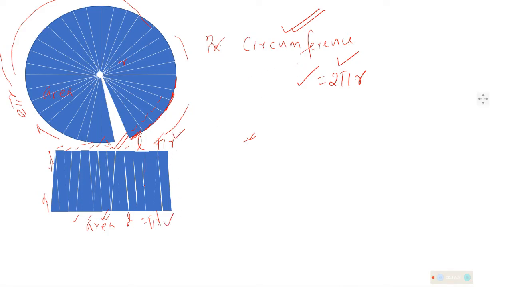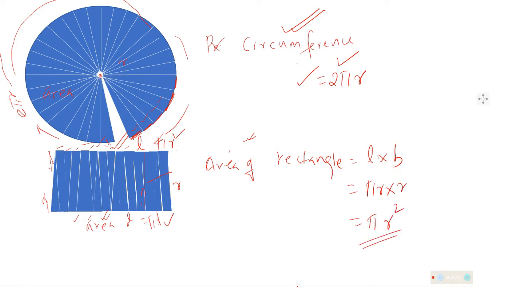And what is this distance between these two? At any point, if you calculate, we know that it is equal to the distance from the center to the circle, which is equal to r. So if I apply the formula for the area of this rectangle, or even if it is a parallelogram, length into breadth, length in this case is equal to pi r, and breadth is equal to r, and the formula becomes pi r square.